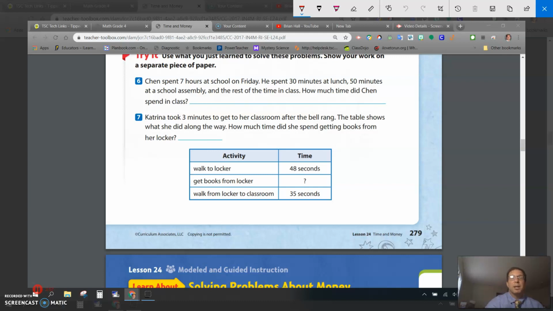So again, we have minutes and hours. We need to convert that hour to minutes. So again, if you remember, we have 60 minutes in 1 hour. So I need to multiply 7 times 60. 7 times 6 is 42. So 420 minutes are in 7 hours. Now, you can do one of 2 ways. You can take 420 minus 50, and then that amount minus 30. What I would do, I would add up 30 plus 50. 30 plus 50 is 80 minutes. Then I would just subtract 80 minutes from 420.